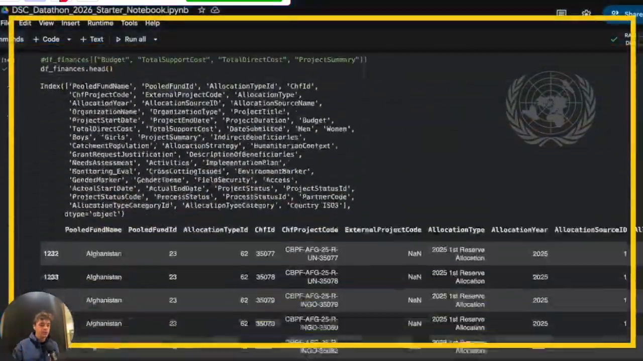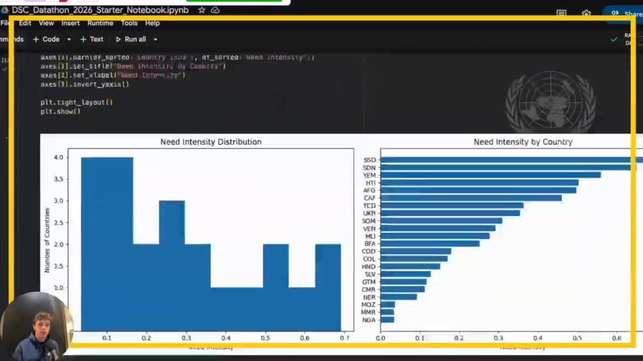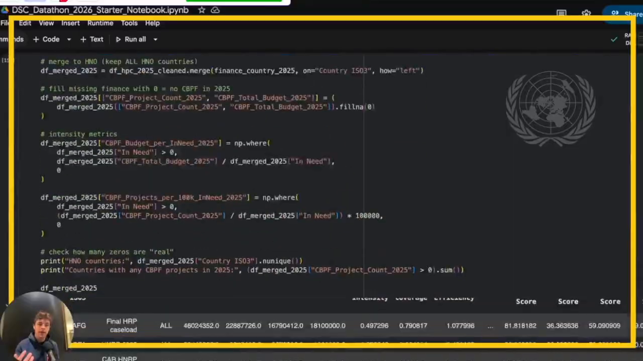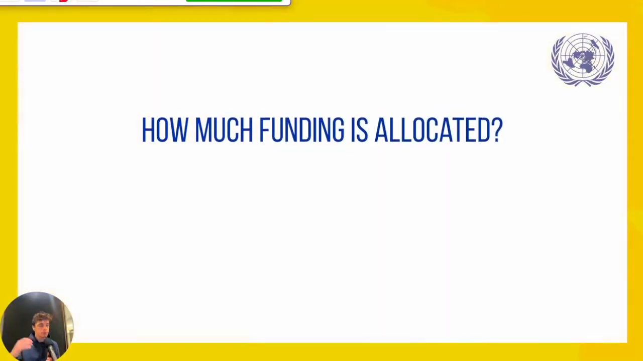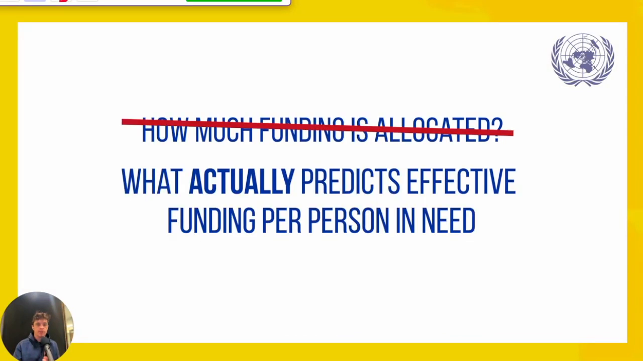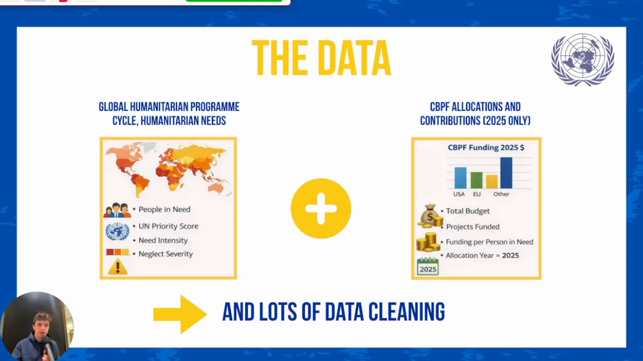So, we just used Jupyter Notebook to not only clean the data, but also explore the data, do EDA, and also implement our ML models. So we started with how much funding is allocated as a research question, and that quickly shifted to what actually predicts effective funding per person in need. So we took data from multiple sources, including additional data sets outside of the realm of the competition.